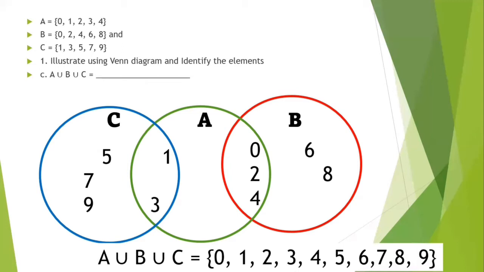Ayan. We have 0, 1, 2, 3, 4, 5, 6, 7, 8, 9. Make sure wala kayong nakalimutang elements sa mga sets na naibigay sa inyo. Dapat lahat ng elements ng sets ay maisusulat nyo kapag ang hinahanap ay union. Kapag may isang element na nawala, immediately that is wrong. Your answer is immediately wrong. Okay? Next, we have another task.